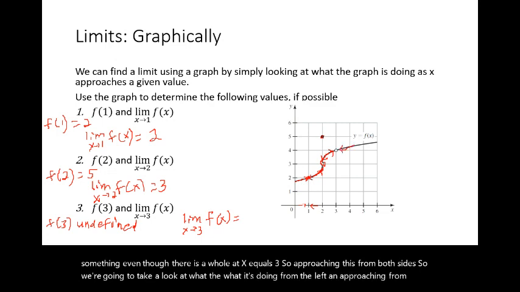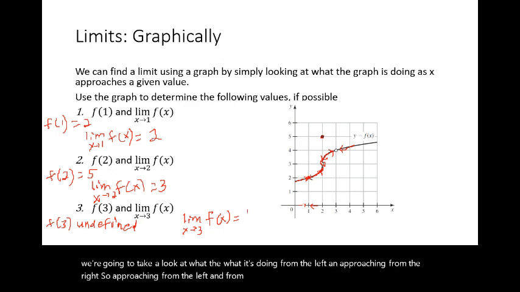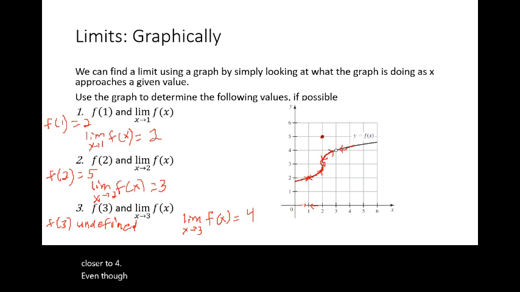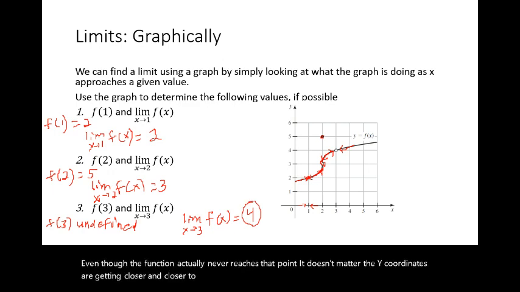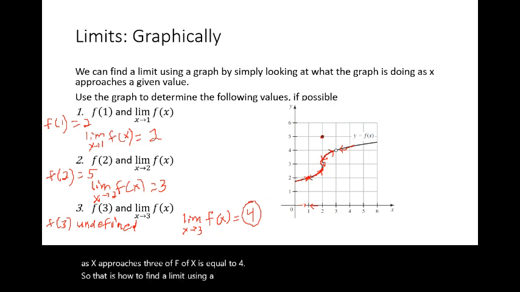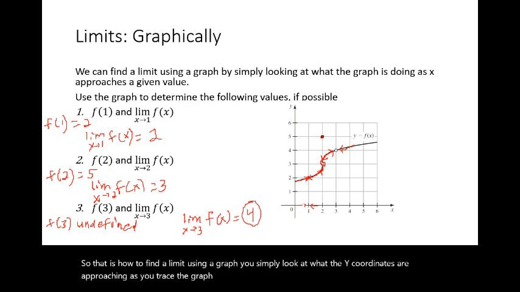So approaching from the left and from the right, the y-coordinates are getting closer and closer to 4. Even though the function actually never reaches that point, it doesn't matter. The y-coordinates are getting closer and closer to 4 as x gets closer and closer to 3. So we say that the limit as x approaches 3 of f of x is equal to 4. So that is how to find a limit using a graph. You simply look at what the y-coordinates are approaching as you trace the graph from both sides and let x get closer and closer to that value.